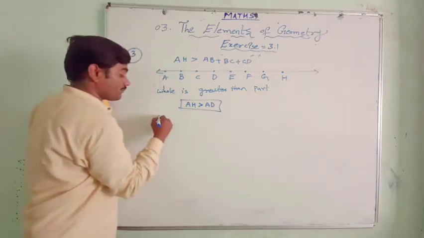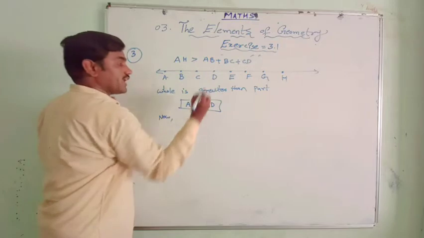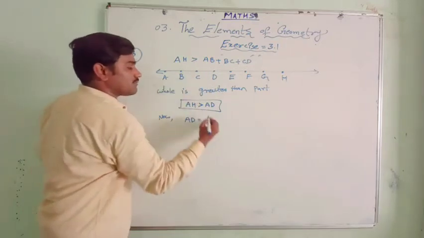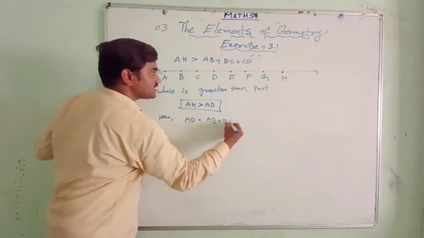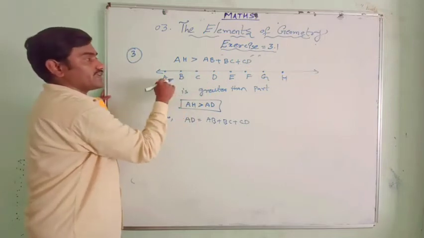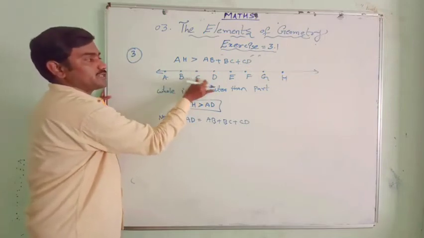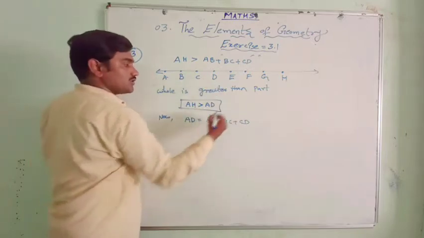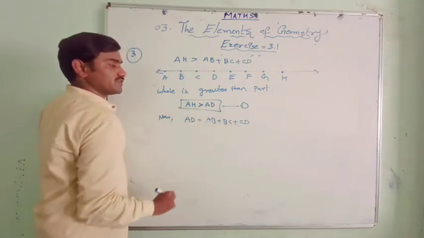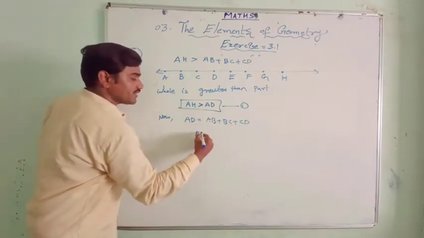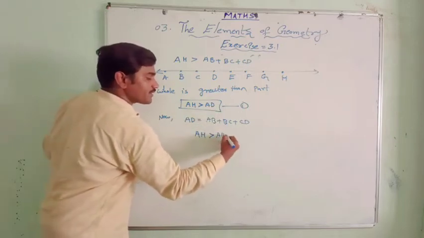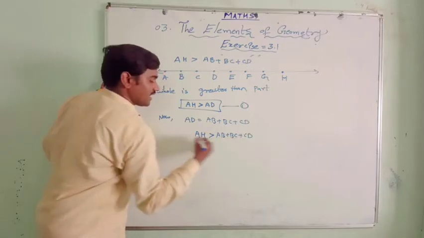Now suppose AD equal to what? Let us see. AD equals the sum of AB plus BC plus CD. Till AD only you observe. Here AD is equal to AB plus BC plus CD, that I have written. So this AD equal to AB plus BC plus CD we will substitute in equation number 1. In this one, AH is greater than AD, which is actually AB plus BC plus CD.